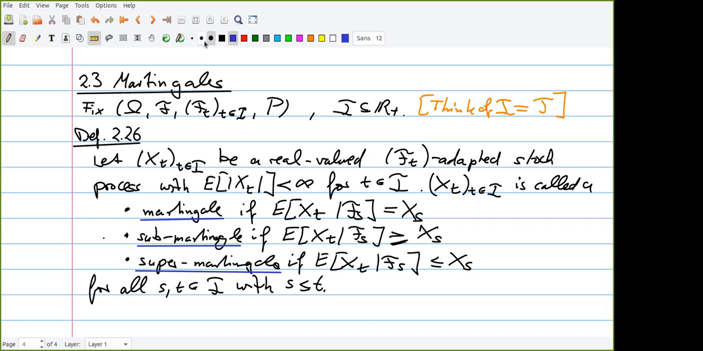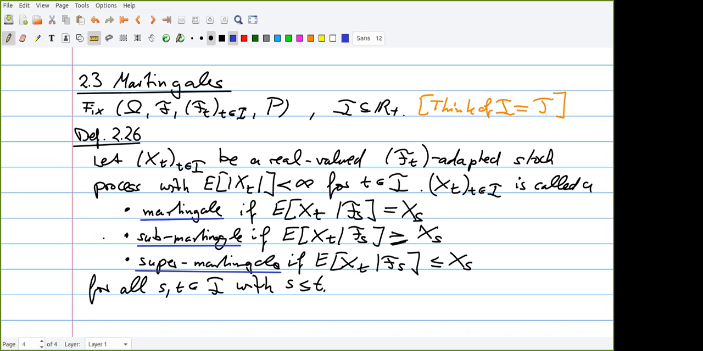And just to emphasize here, if you want to check if a process is a martingale or not, you have to check three properties. The first one is you need to show that it's adapted to the filtration. The second one is you need to show that it's integrable at every time point. And the third one is the basically defining property of a martingale, super martingale, or sub-martingale.